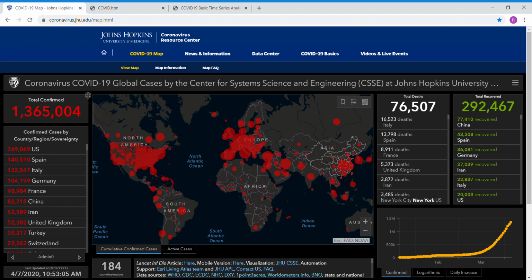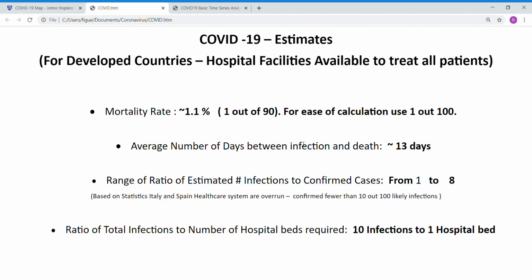or more. I have been doing some calculations based on data mainly from Germany and South Korea, and I have come to the conclusion that the mortality rate of the virus varies a lot. I mean, it's completely mild for very young people and deadly for people older than 60 years old, but it's about 1.1%, or 1 in 100. The average number of days between the infection and the potential death is about 13 days.